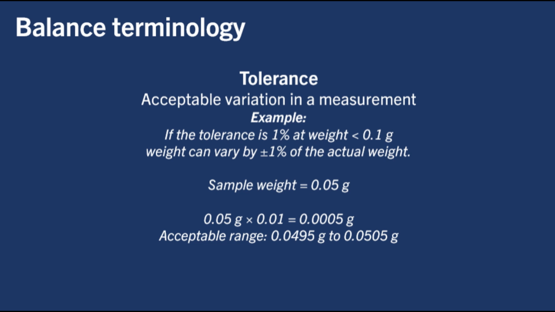Suppose you want to weigh a sample of 0.05 grams, which is less than 0.1 gram. You can calculate 1% of 0.05 grams by multiplying the values, to get what the weight can fluctuate by within the acceptable range of 0.0495 grams to 0.0505 grams. As long as the measured weight falls within this range, it can be considered accurate based on the scale's calibration settings for a 0.05 gram reading.